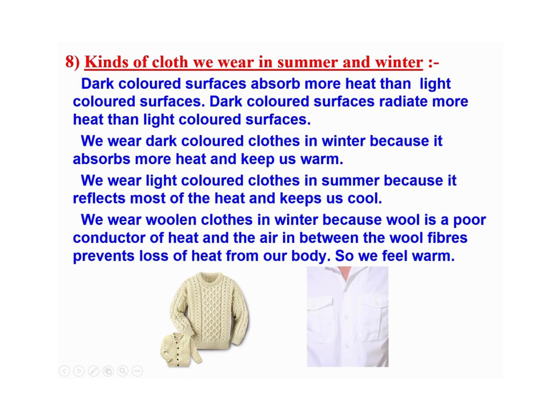Kinds of cloth we wear in summer and winter. Dark colored surfaces absorb more heat than light colored surfaces. Dark colored surfaces radiate more heat than light colored surfaces. We wear dark colored clothes in winter because they absorb more heat and keep us warm. We wear light colored clothes in summer because they reflect most of the heat and keep us cool.